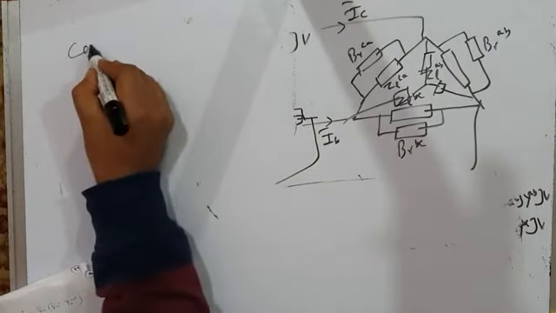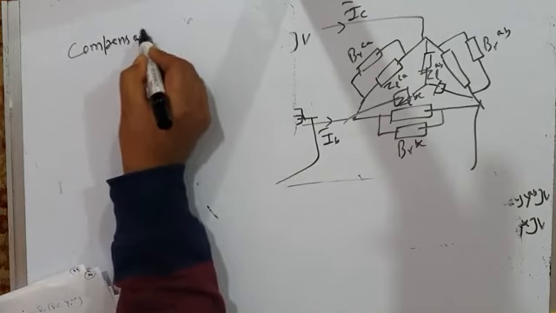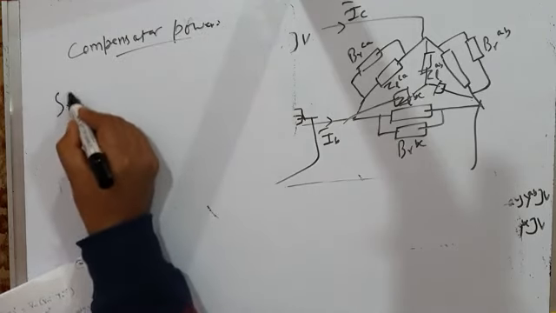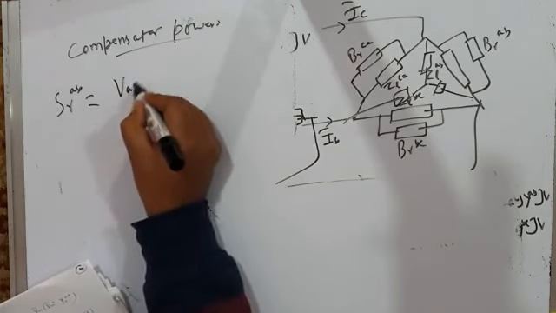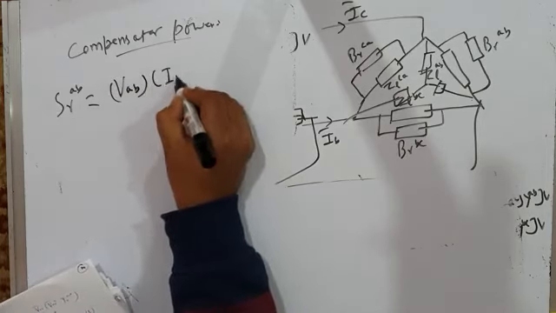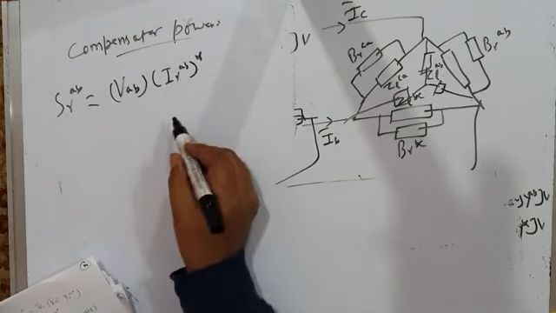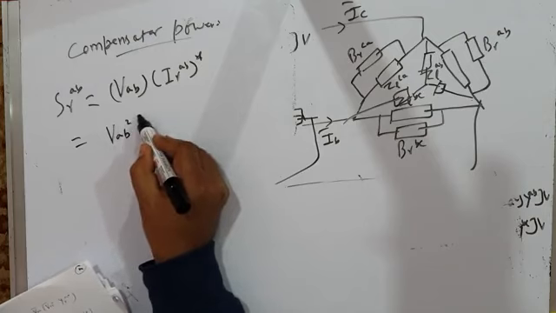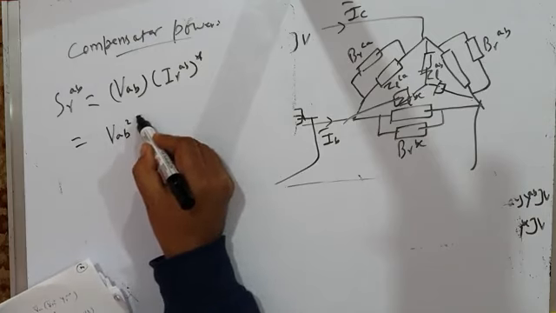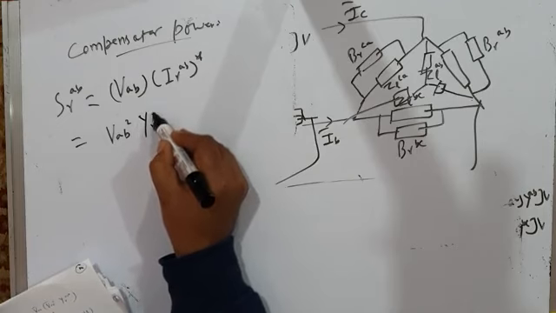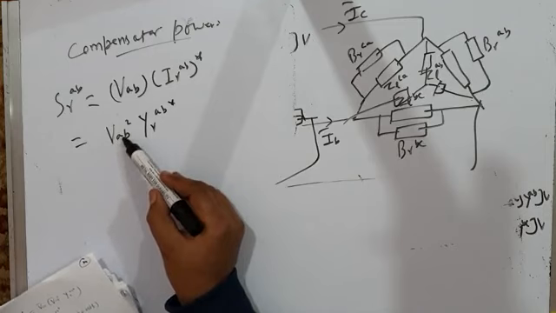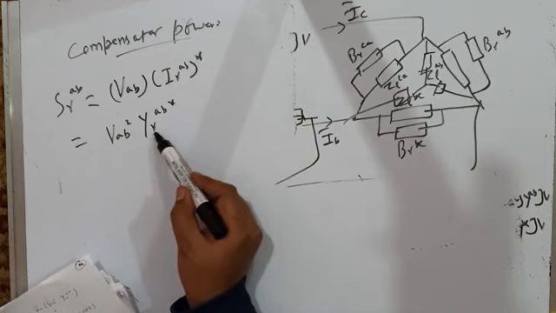So I will write here compensator power. Compensator power phase wise आप निकाले. पहले AB branch का निकाले. That is VAB into I gamma AB complex conjugate. That is VAB square into Y gamma AB star. Actually power is voltage V square by Z. 1 by Z is 1 by gamma.